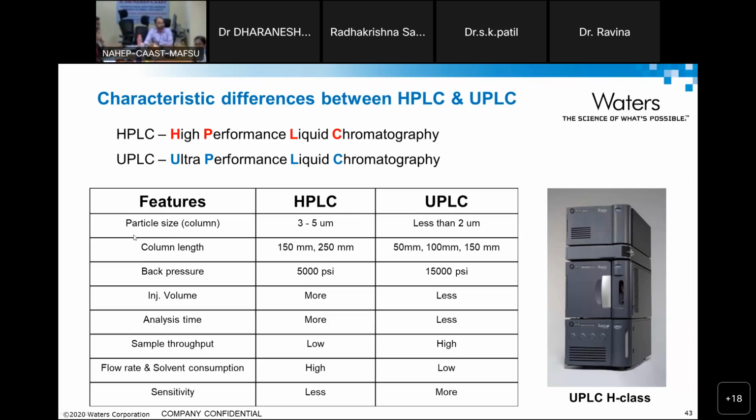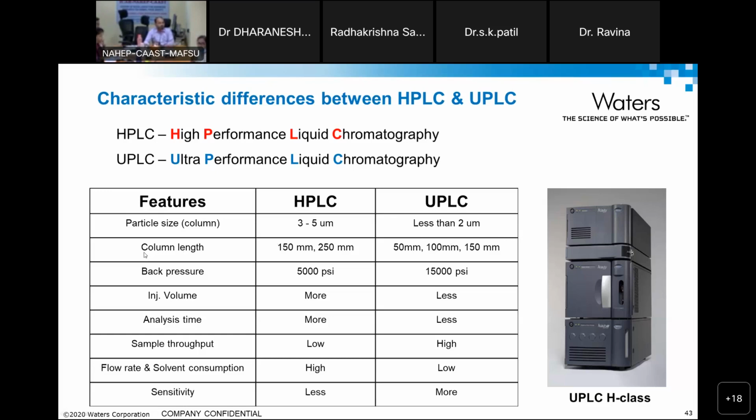So the basic difference is the particle size of the stationary phase. In HPLC, the particle size of the columns which are being used is somewhere in the range of 3 to 5 micrometer, whereas in UPLC, the particle size of the stationary phase is less than 2 micrometer. That's where it provides very high performance over high performance liquid chromatography.